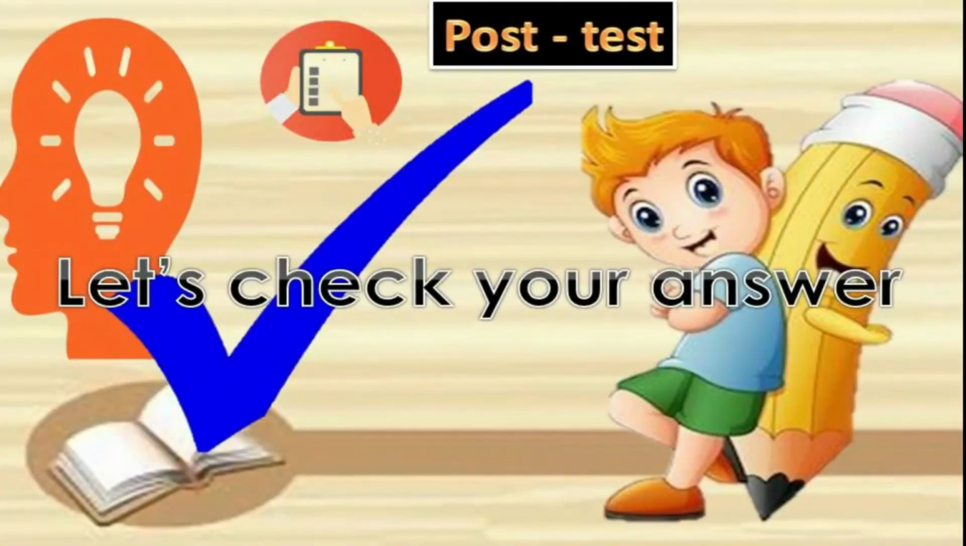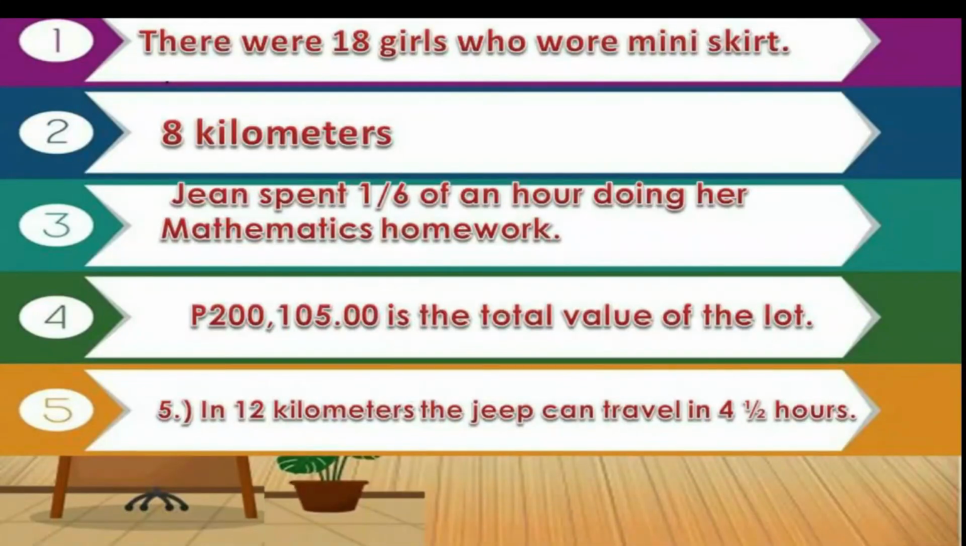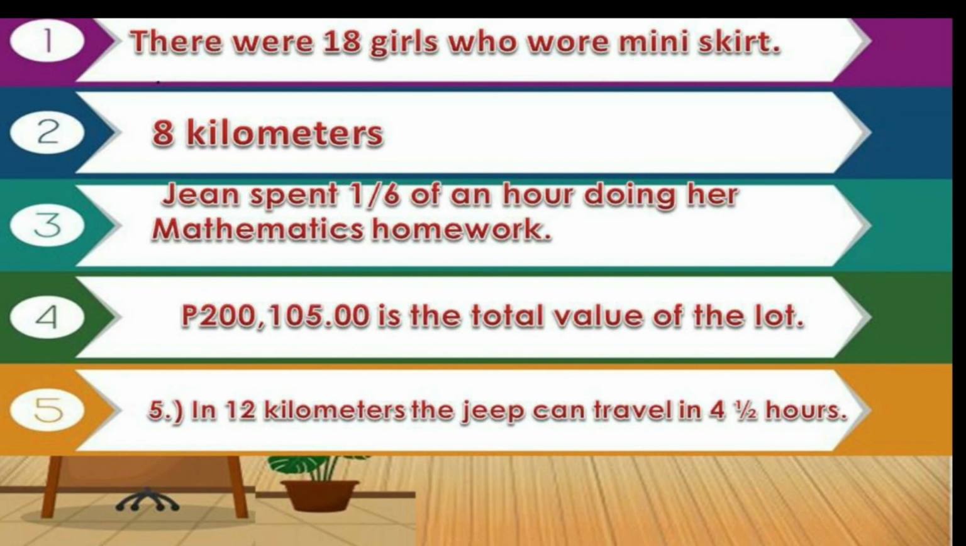Okay, let us check your answer for post-test if you are done. For question number 1, the answer is there were 18 girls who wore miniskirt. For number 2, 8 kilometers. For number 3, Jian spent 1/6 of an hour doing her mathematics homework. For number 4, 200,105 is the total value of the lot. Number 5, in 12 kilometers, the jeep can travel in 4 and 1/2 hours. Okay, who got the perfect score?